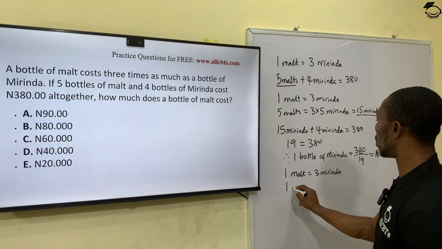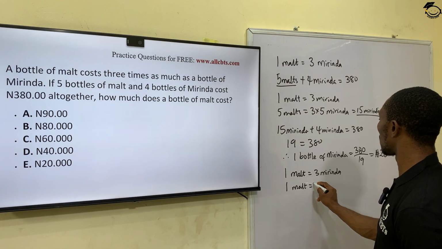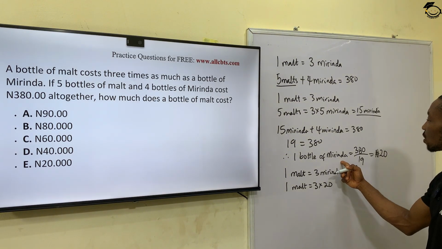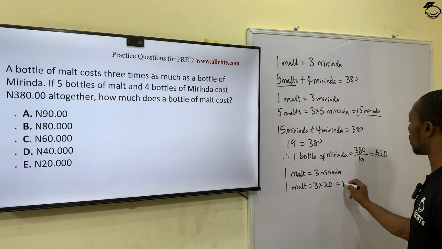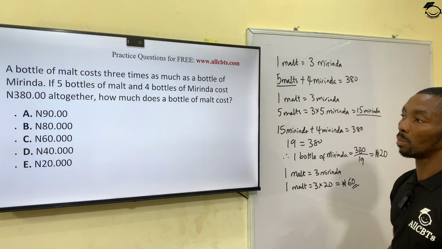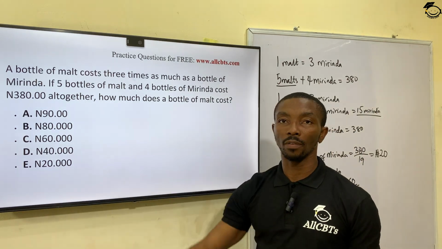That means 1 malt would be 3 times 20, since 1 bottle of Mirinda is 20. So the cost of 1 malt will be 60 Naira.